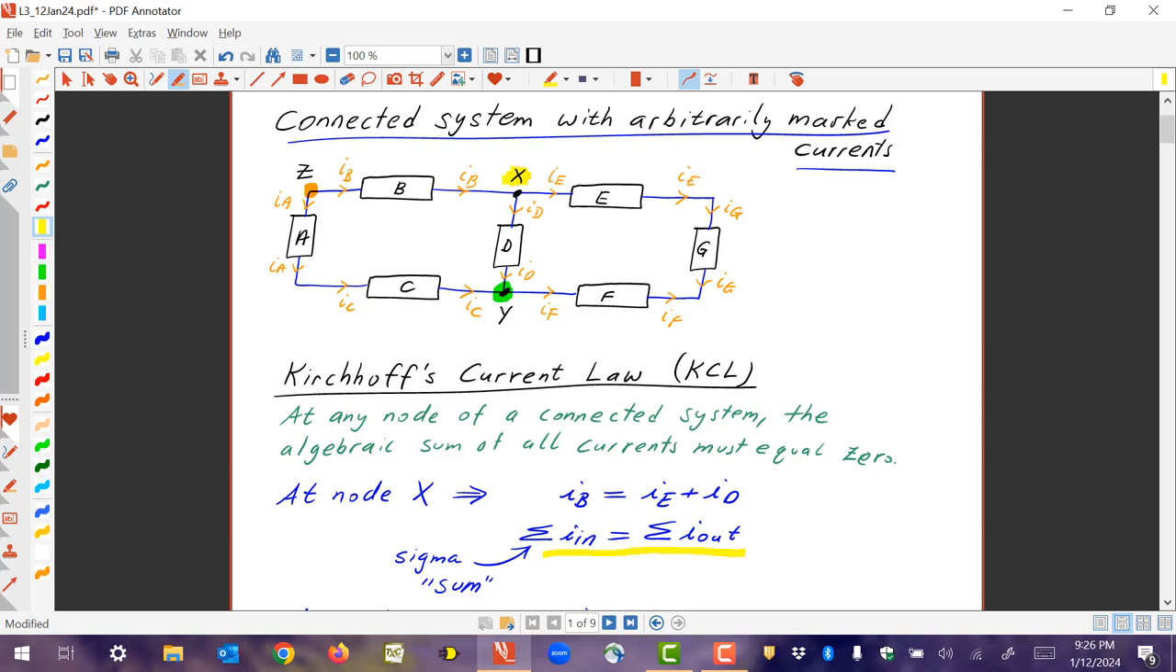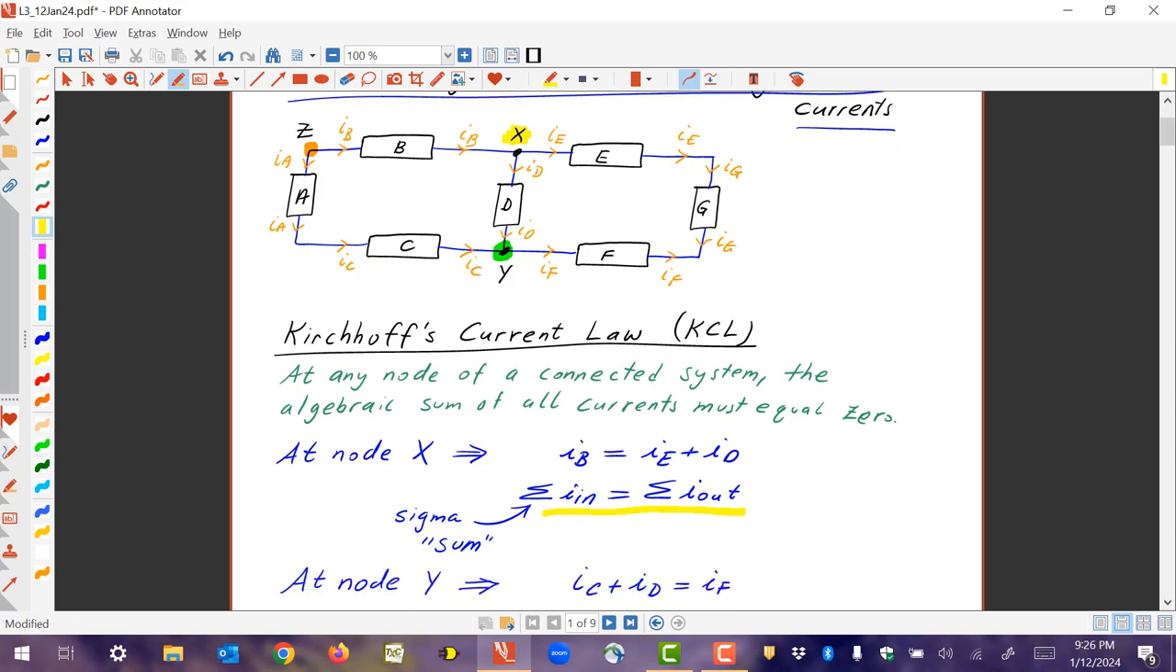Similarly, we can go to node Y, and if you go to node Y, you see that IC and ID are coming in, and IF is exiting. So if you apply the same formulation, Kirchhoff's current law, you could easily say that IC plus ID, the sum of the currents coming in, is equal to the sum of the currents going out, which is IF. There's only one going out, so that is the sum of the currents going out. So this will be the expression of KCL at node Y.